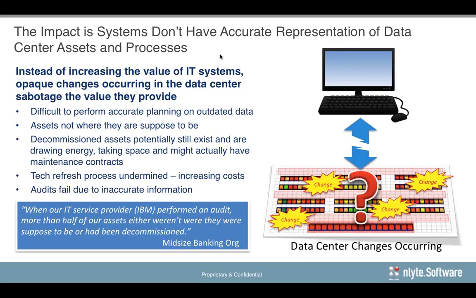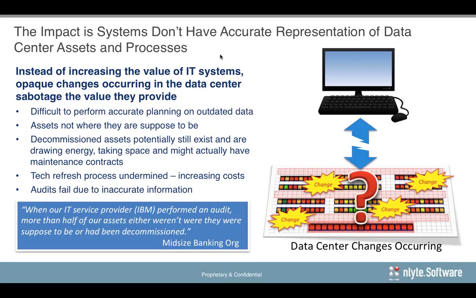And so all of this information is not being represented up in ITSM systems or in other systems such as ERP or asset management systems, or systems that are being used to maintain maintenance contracts and warranties and so forth. So it's difficult to perform accurate planning because the data is often out of sync. Assets are not where they're supposed to be.